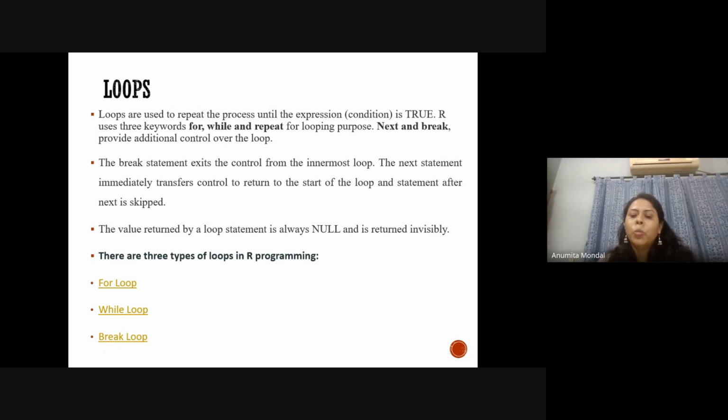Loops are very important in R, in any kind of program and in any kind of function writing. In this case, I have discussed only 3 types of loop. The first one is the for loop, then the while loop, and the last one is the break loop.